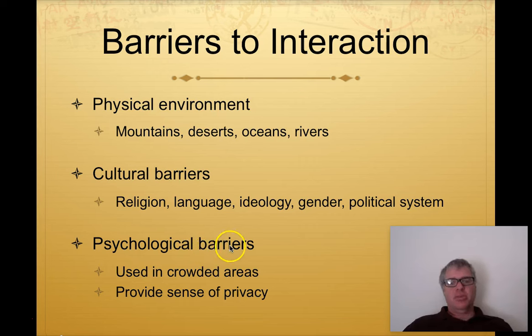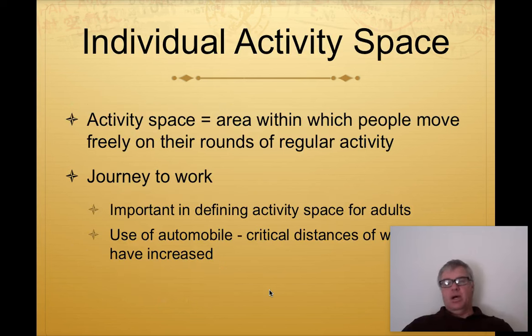Also, psychological barrier. In terms of barriers to interaction, we have reasons that sometimes we don't want to necessarily get an innovation. And then also, from just our sense of privacy, we sometimes don't want to have total interaction with everybody around us. So, okay, one of the key terms here too is this idea of individual activity space. This is the area within which people move freely on their rounds of regular activity.